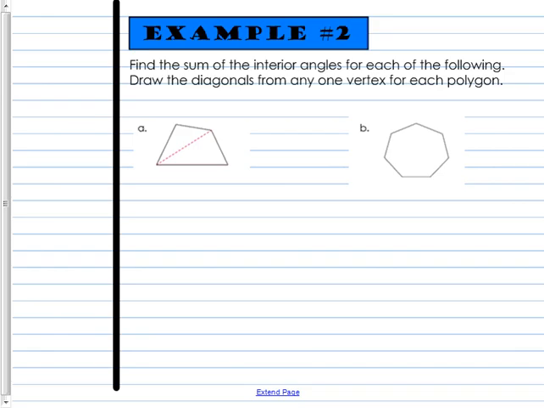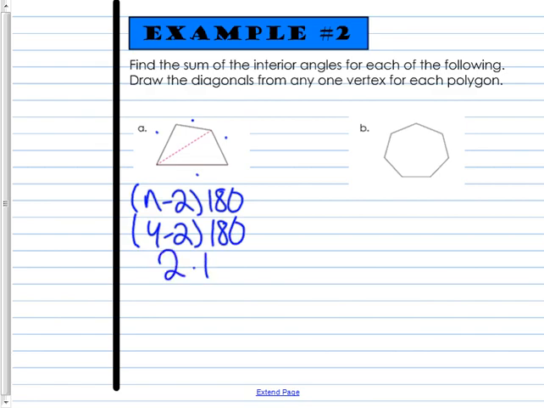So this shape has 1, 2, 3, 4 sides. So n minus 2 times 180. 4 minus 2 times 180. 2 times 180. 360 degrees. So all of the angles inside add up to 360 degrees.